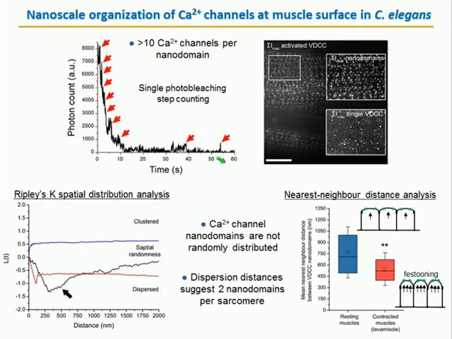We can also use this single molecule localization to do spatial distribution analysis or nearest neighbor distance analysis, to evaluate how the calcium channels at the muscles of live C. elegans are distributed. In this particular case, we found that the distribution of the nanodomains themselves is not random, but is actually more dispersed than random, suggesting a very well organized distribution of the nanodomains at the surface of the muscles.